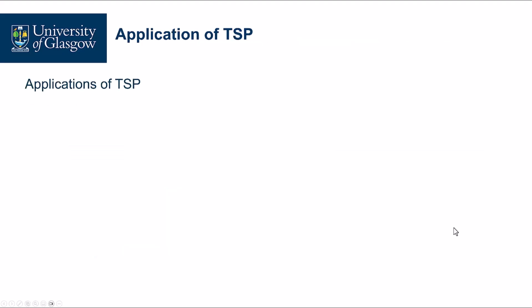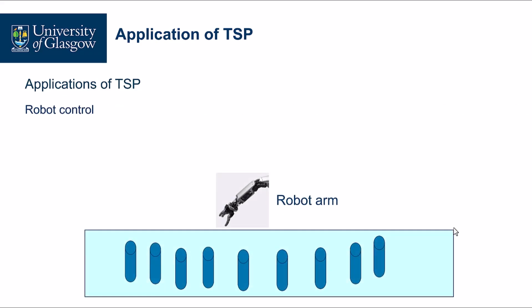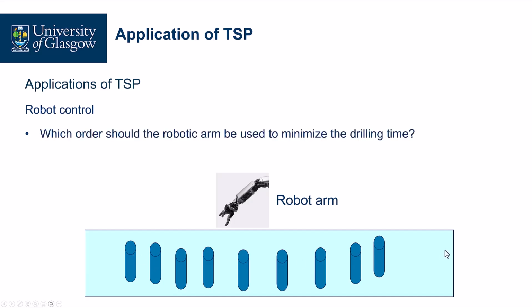Now I provide you with an application. The application is robot control. Consider you are controlling a robot arm, and you want to drill holes on the board. So these are the holes. The question is which order should the robot arm use to minimize the drilling time? Clearly, when the robot arm has the smallest drilling distance and then goes back to the starting point, we have the minimum drilling time.